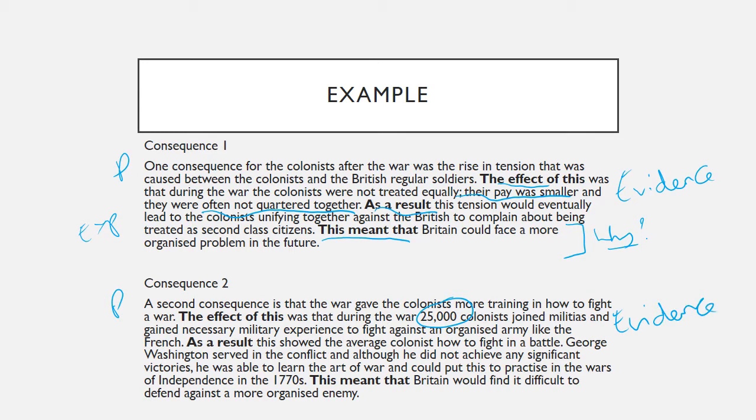As a result, look at that buzzword again, this showed the average colonist how to fight in a battle. George Washington served in the conflict, and although he did not achieve any significant victories, he was able to learn the art of war and could put this to practice in the wars of independence in the 1770s. That's quite a nice bit of explanation there. And then it finishes it off again with the why. Why? This meant that Britain would find it difficult to defend against a more organised enemy.